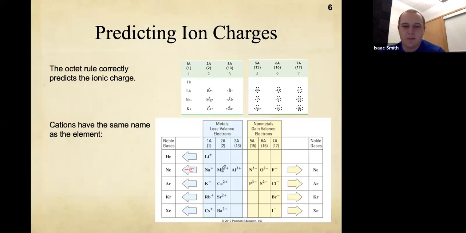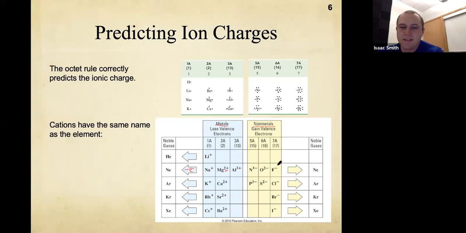Same thing as you move along. Sorry. In the second column, they want to lose 2 electrons in order to get to the noble gas configuration. So that means they're going to generate a 2 plus charge. On the right side of the periodic table, you have your non-metals, right? So these are the metals on the left side and the non-metals on the right side.